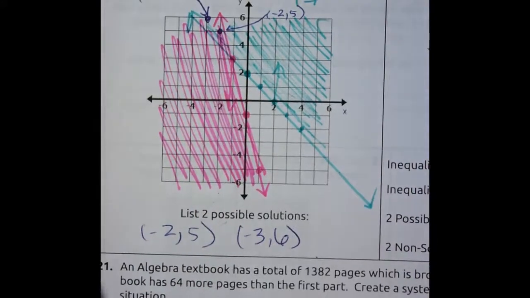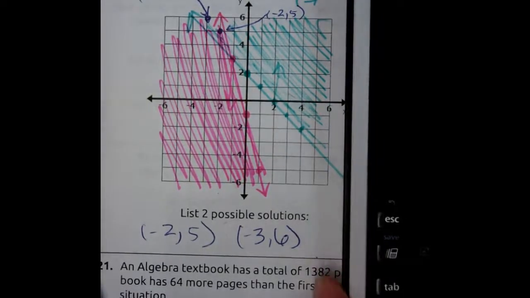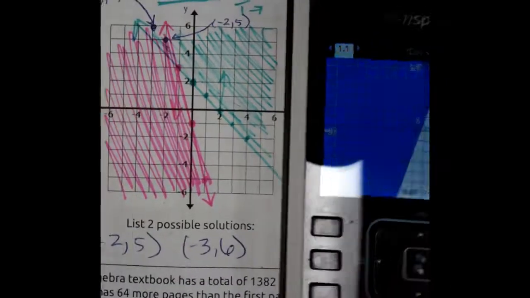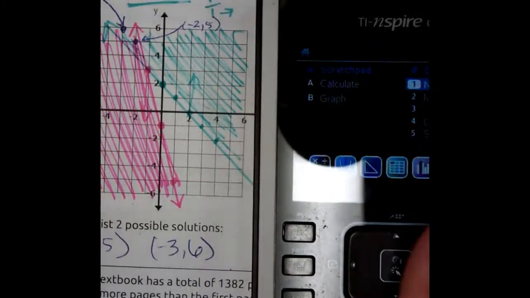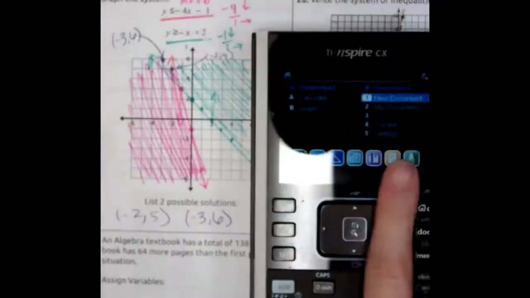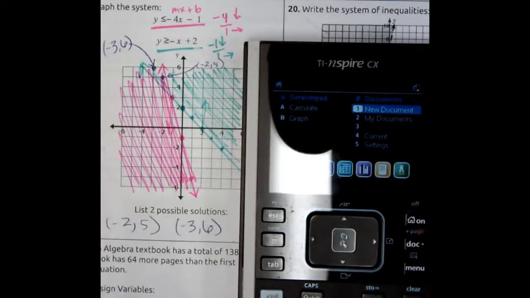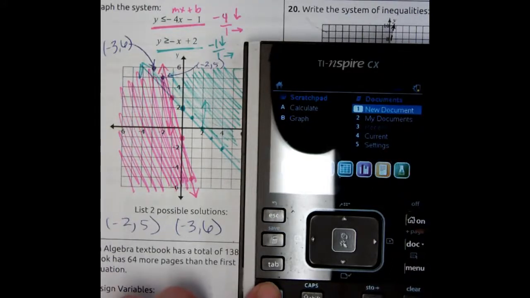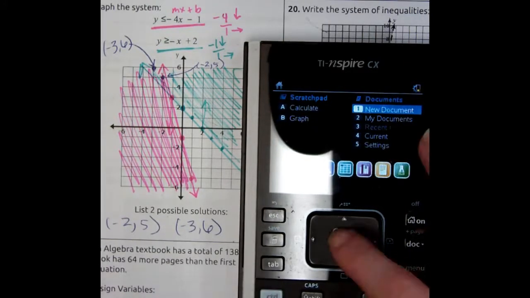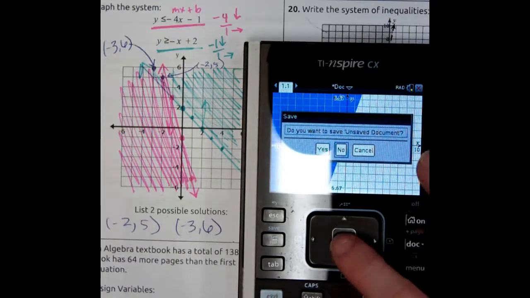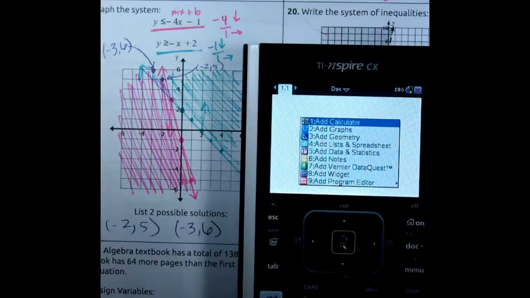Okie dokes. I could always graph those on my calculator and double check for anybody who has forgotten how to do that. I will show you that really quick. I'm going to zoom out. There we go. So we would go to New Document, brighten this up a little bit. There we go. New Document, don't save, add a graph.